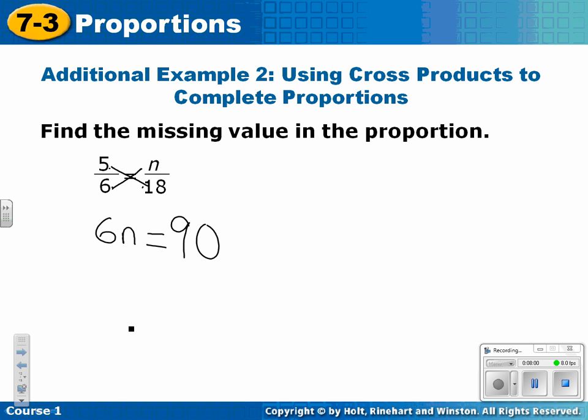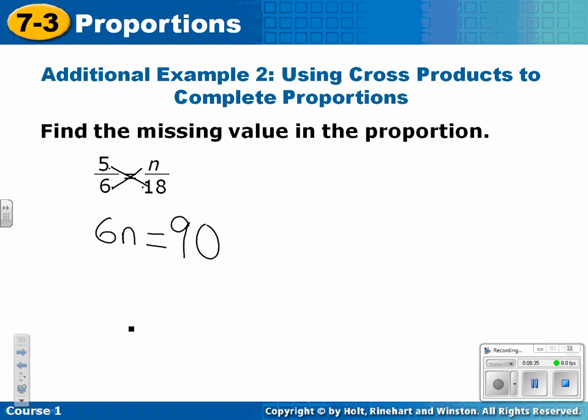Do you remember my 2 rules of algebra? What's rule number 1 of algebra? Find out what's happening to the variable and do the exact opposite. That's rule number 1. What was rule number 2? Whatever you do to one side of the equal sign, you have to do to the other.